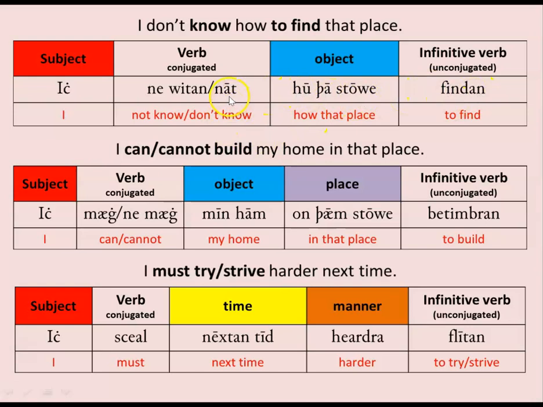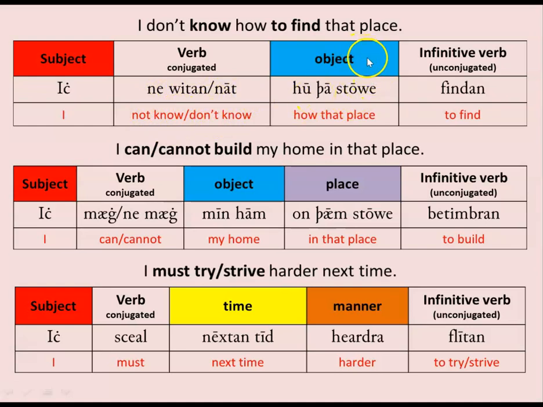Now, nat is a contraction of ne witten, and the Anglo-Saxons were very conscious of doing that. They like to contract words, and so ne witten, two words, becomes just nat. So there's two ways of doing it. I, first person present tense singular, I. The verb know then becomes ne witten, nat, first person present tense singular.